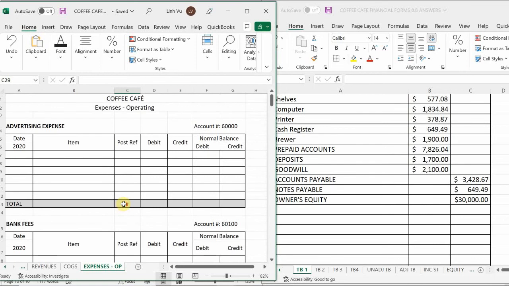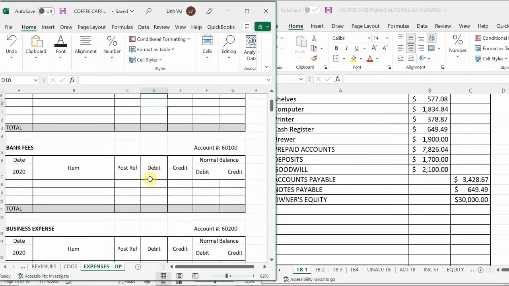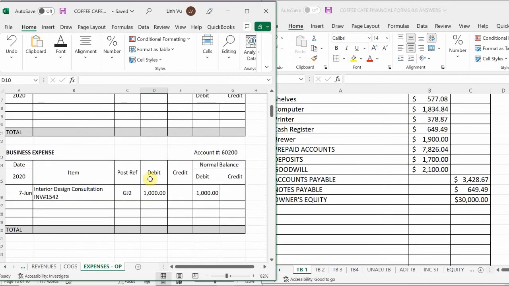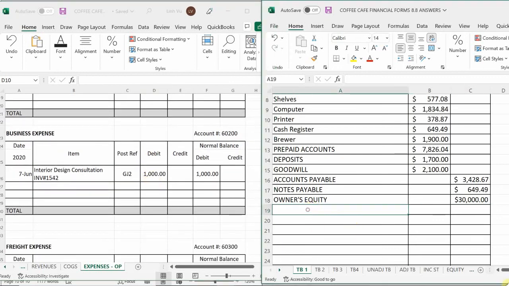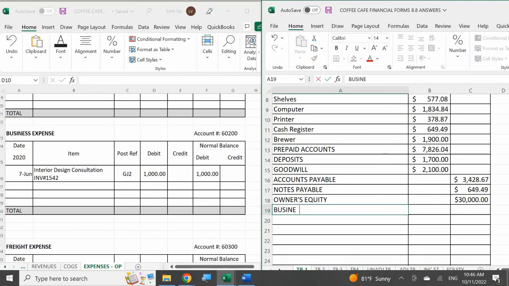Last but not least, our operating expenses. Okay? Yes, we've definitely incurred some operating expenses. Now let's go through it one at a time. Have I incurred any advertising expense? No. What about bank fees? No. What about business expense? Yes. Okay. For how much? $1,000. On the debit or credit side? Debit. Good. Okay. $1,000 on the debit side.